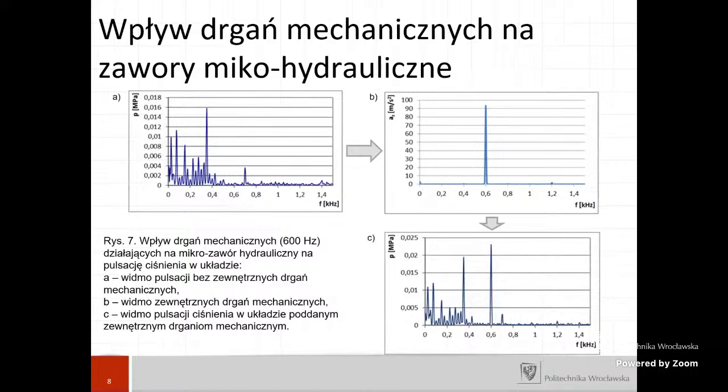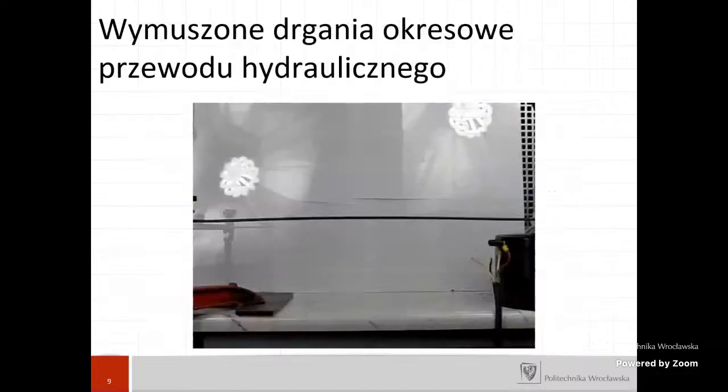Na rysunkach po pierwsze widzimy widmo pulsacji ciśnienia bez drgań mechanicznych, czyli to jest tylko pulsacja wynikająca z pracy pompy. Do tego dokładamy drgania mechaniczne, drgania tego mikrozaworu, i widzimy, że w tym zakresie częstotliwości pojawia nam się znaczny wzrost amplitudy pulsacji ciśnienia, który finalnie obciąża nam te przewody.